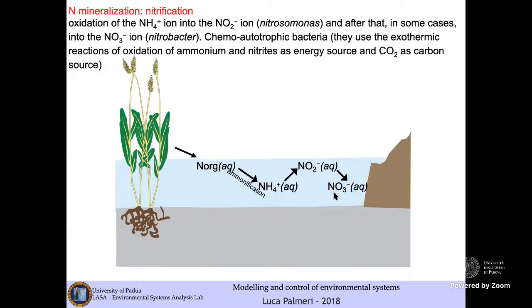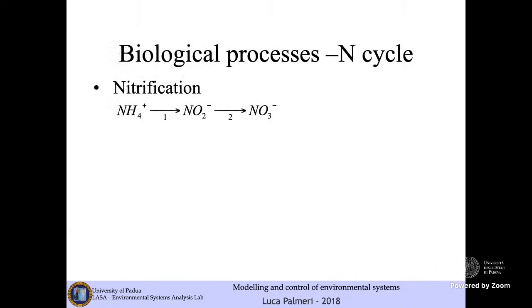These bacteria are chemoautotrophic bacteria, so they use the exothermic reaction of oxidation of ammonium and nitrites. Sorry, the energy comes from nitrogen compounds and the carbon comes from CO2. So they consume CO2 as a carbon source. The biological process is called nitrification.